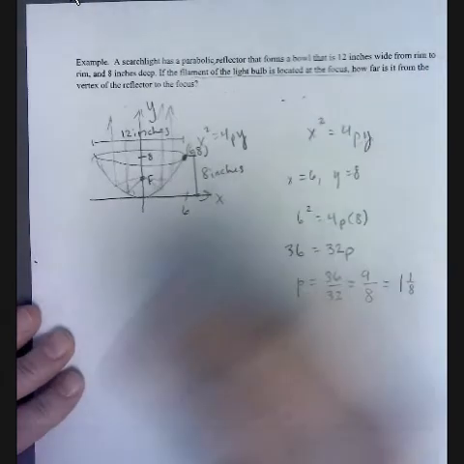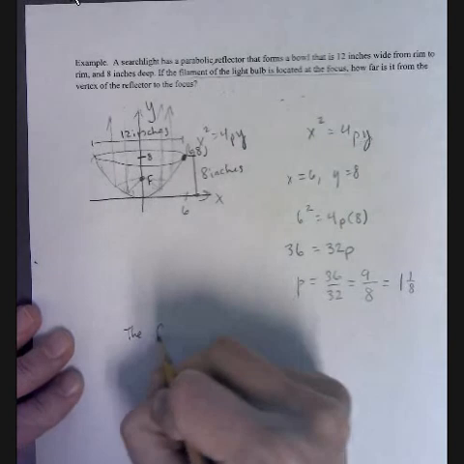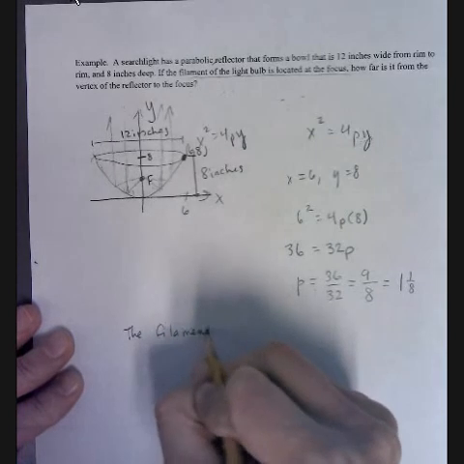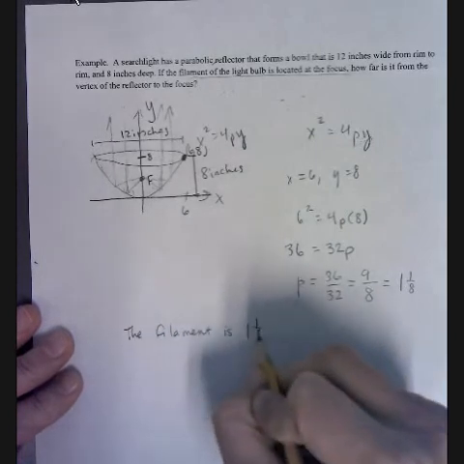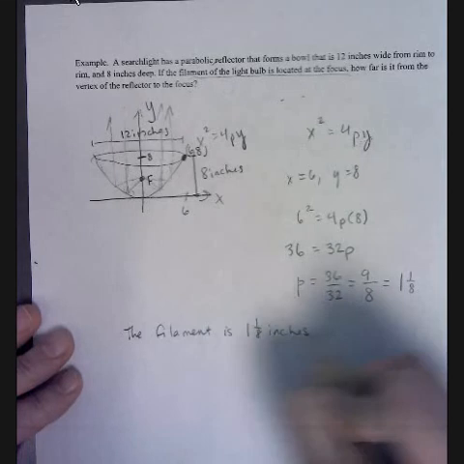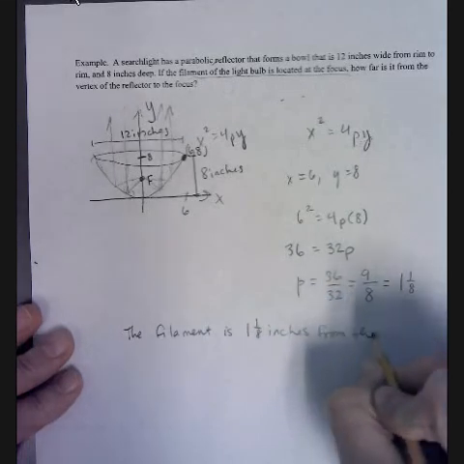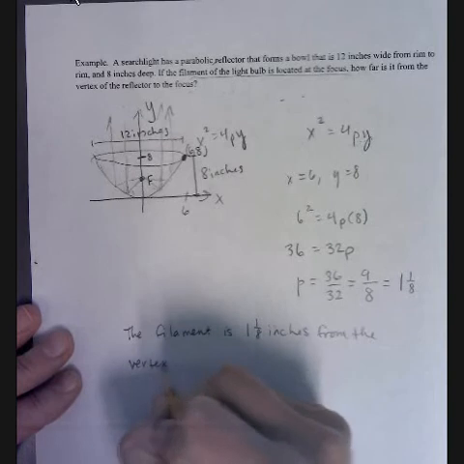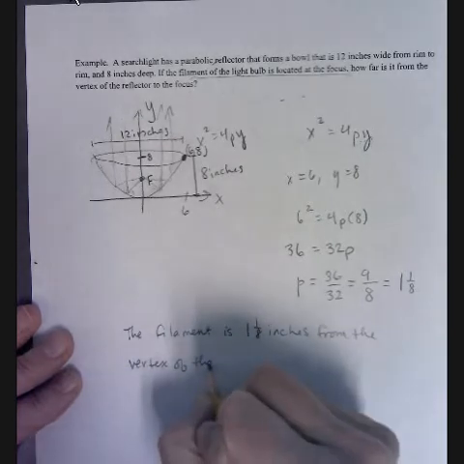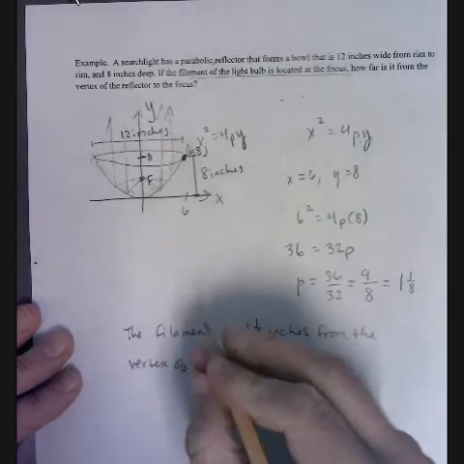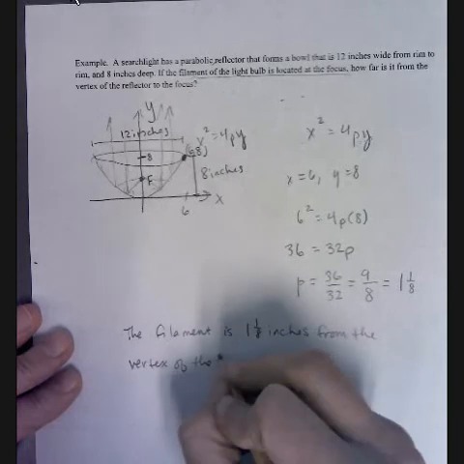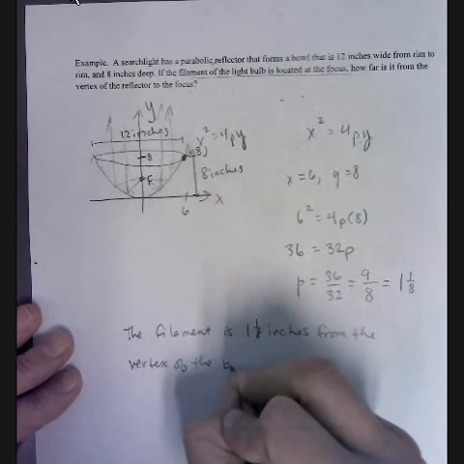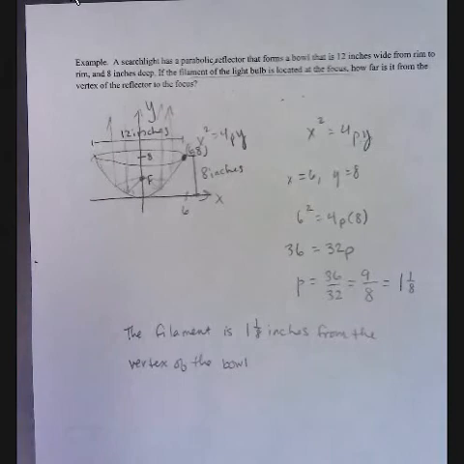So the filament is 1 1/8 inches from the vertex of the bowl. Or, well, I guess I can say bowl, or you can say reflector, whatever.